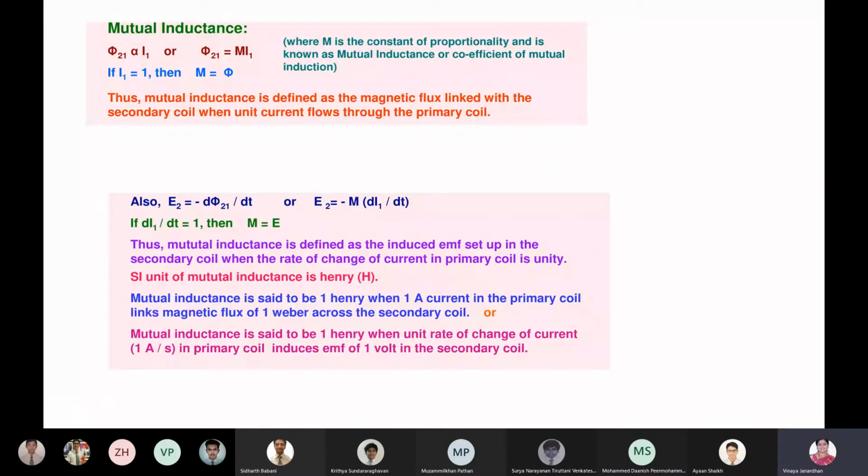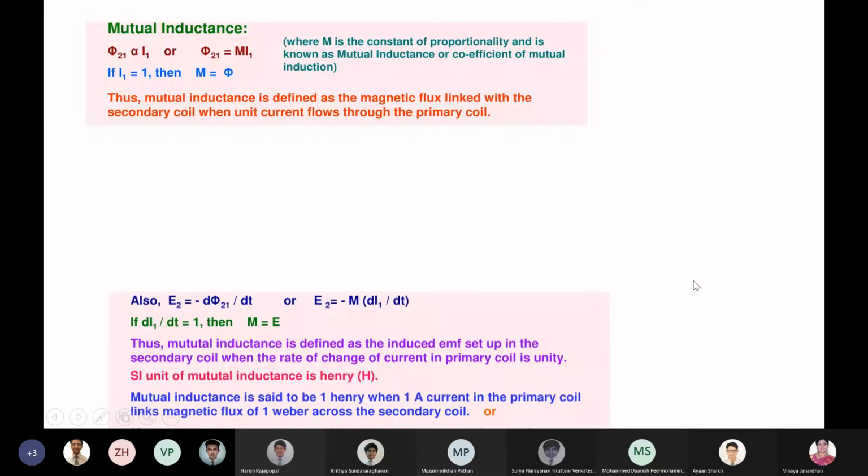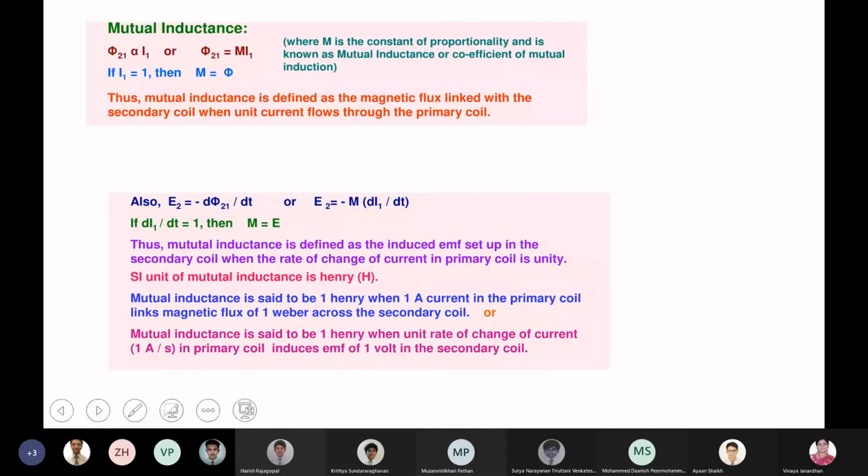Are you able to hear, boys? 12B. Yes, ma'am. Are you able to hear me? Did I complete this part? The coefficient of mutual induction? Boys, did I complete this?